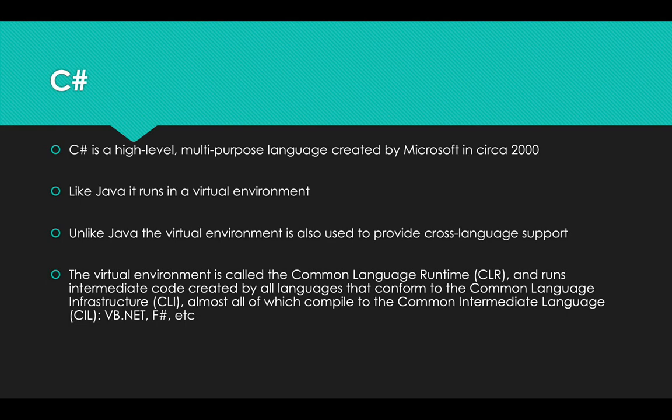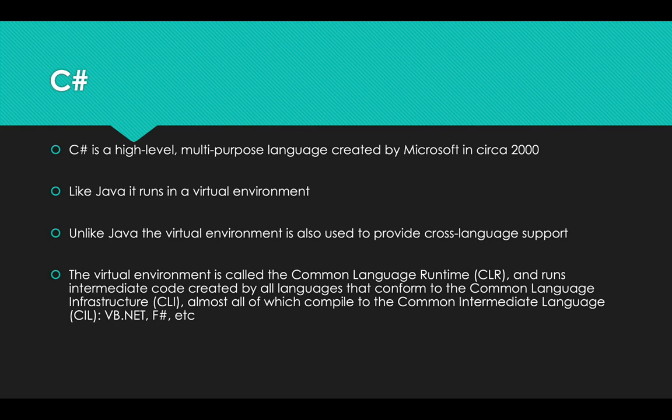So just some definitions. The virtual environment that is used by the .NET Framework is called the Common Language Runtime. So the CLR runs intermediate code that is created from whatever .NET language you want to write in using the Common Language Infrastructure. As long as the language that you are trying to compile adheres to this infrastructure, then the CLR will be able to run that language when it's compiled.